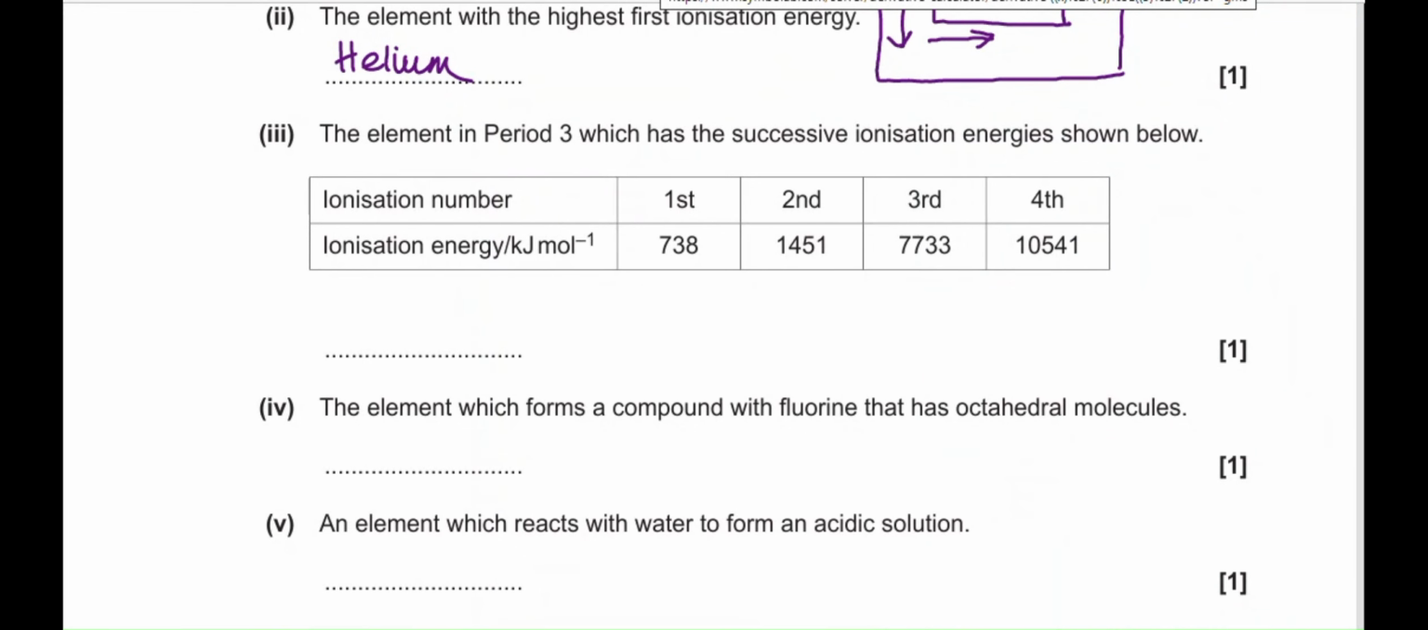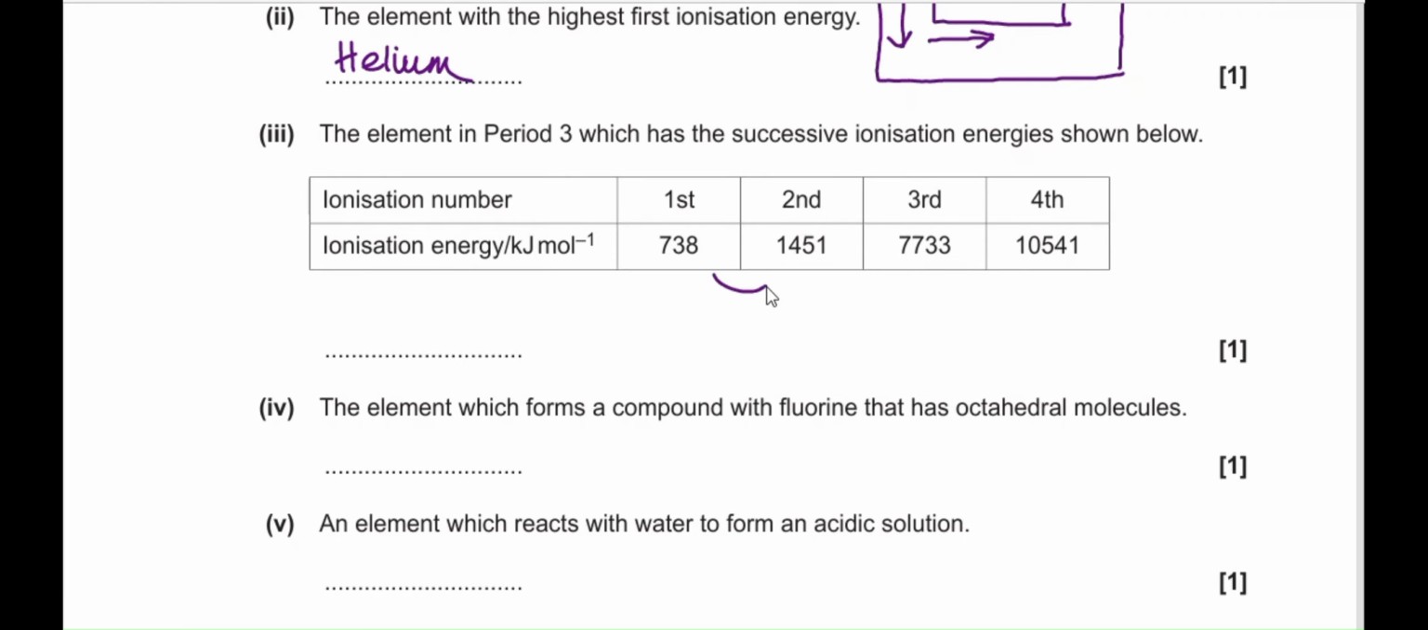Part 3. The element in period 3 which has the successive ionization energies is shown below. So the ionization number as well as the ionization energies are given. Here you can see the difference in ionization energy increases as you try to remove electrons one after the other. But after the second electron, the third requires a much bigger quantum of energy, which suggests that in the outermost shell of this particular element, it has got 2 electrons.